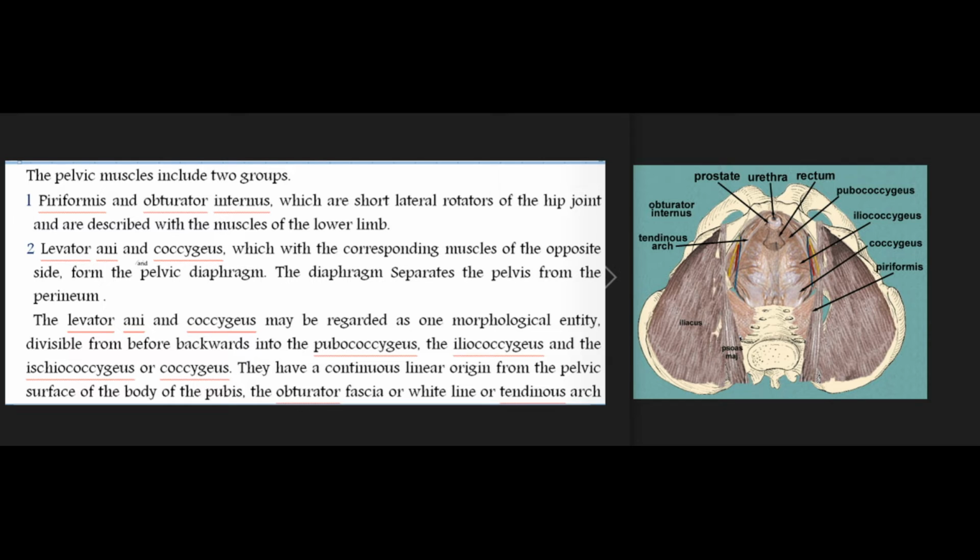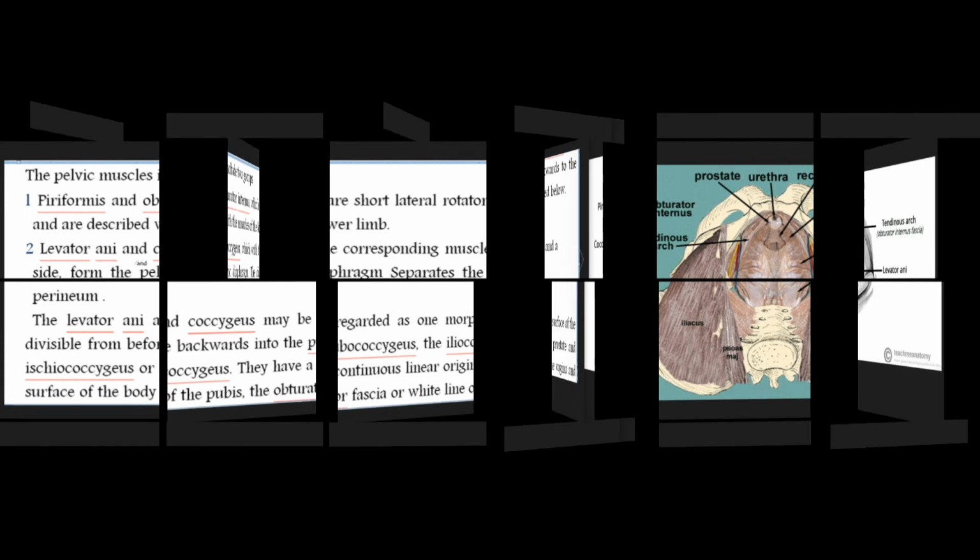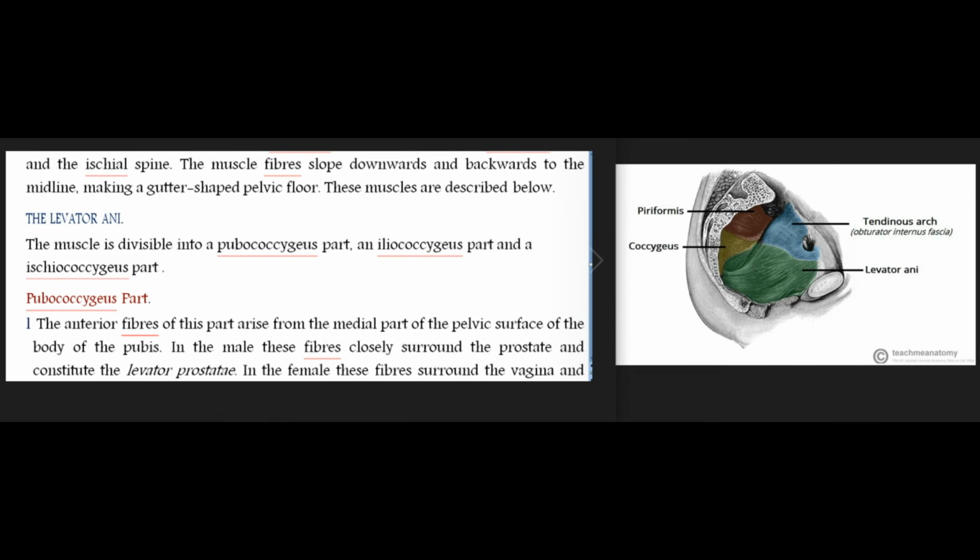The levator ani and coccygeus may be regarded as one morphological entity, divisible from before backwards into the pubococcygeus, the iliococcygeus, and the ischiococcygeus or coccygeus. They have a continuous linear origin from the pelvic surface of the body of the pubis, the obturator fascia or white line or tendinous arch, and the ischial spine. The muscle fibers slope downwards and backwards to the midline, making a gutter-shaped pelvic floor. These muscles are described below.